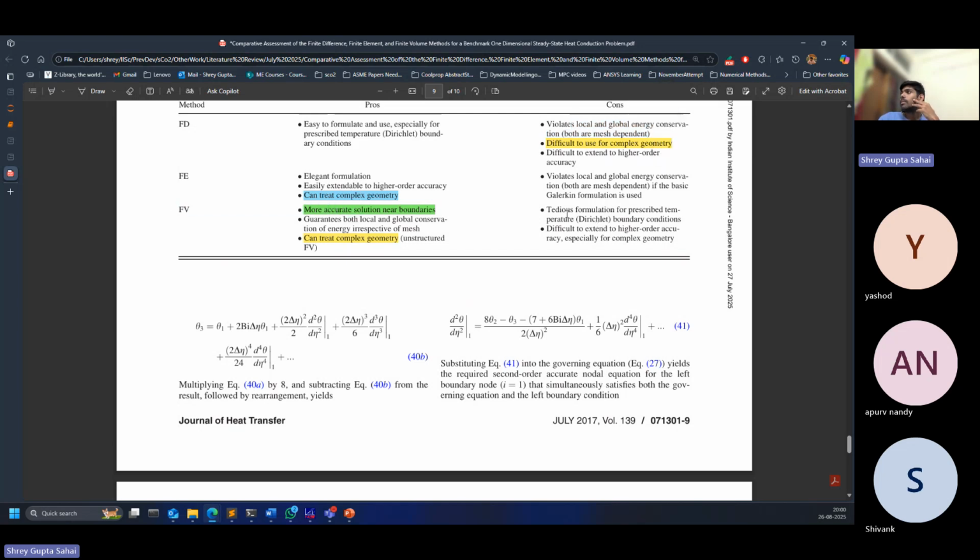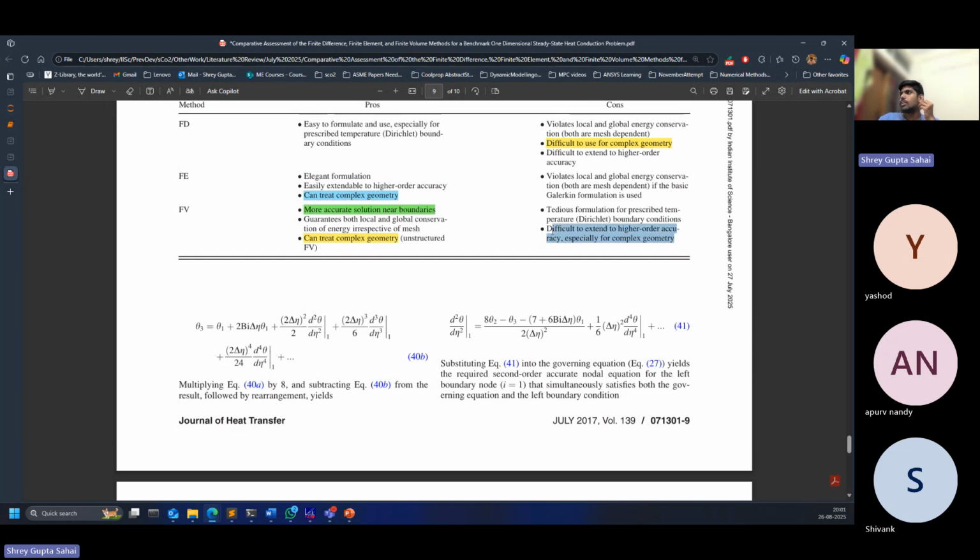Then finite volume has a little bit tedious formulation, and so is true with finite element also. The formulation is also tedious in finite element, I feel. It is said to be an elegant formulation, and maybe it is. It is definitely a scalable method.